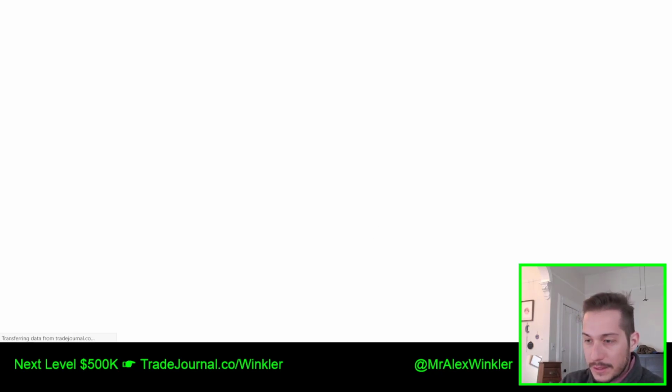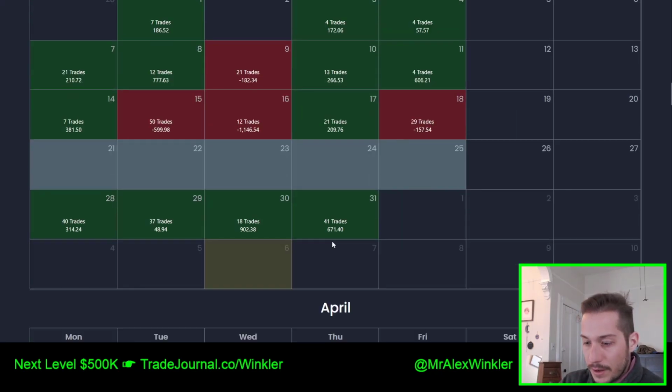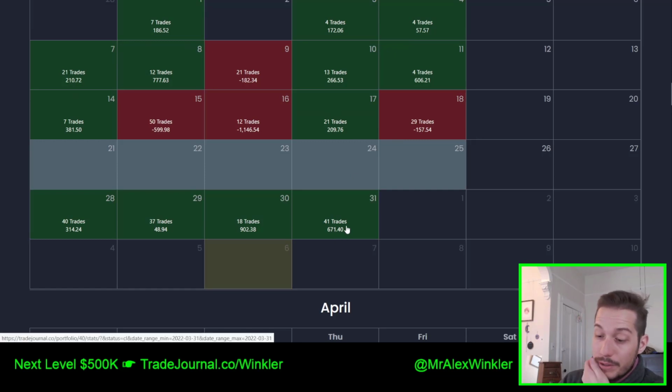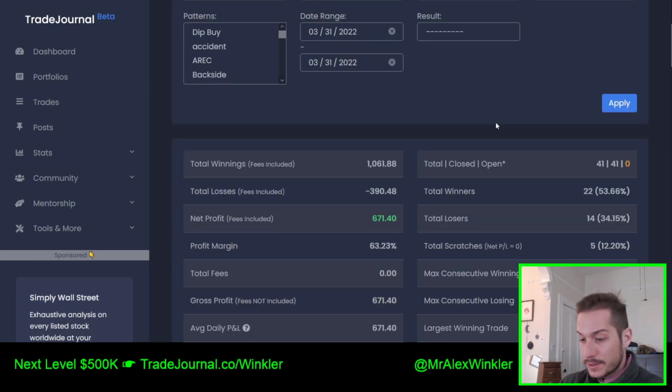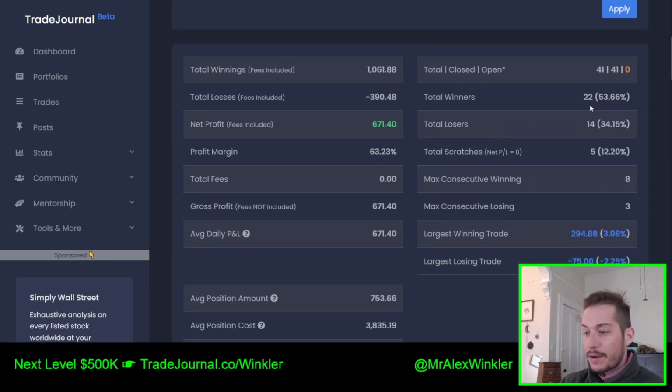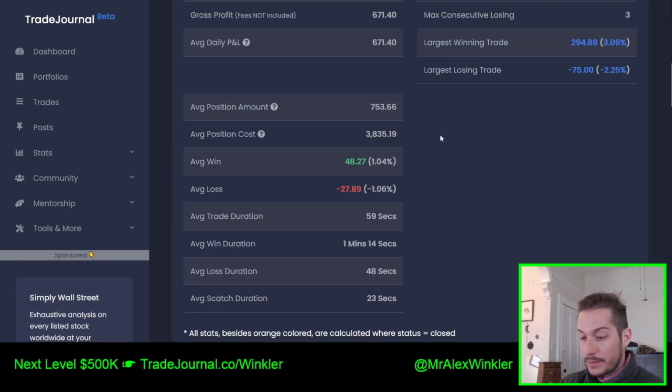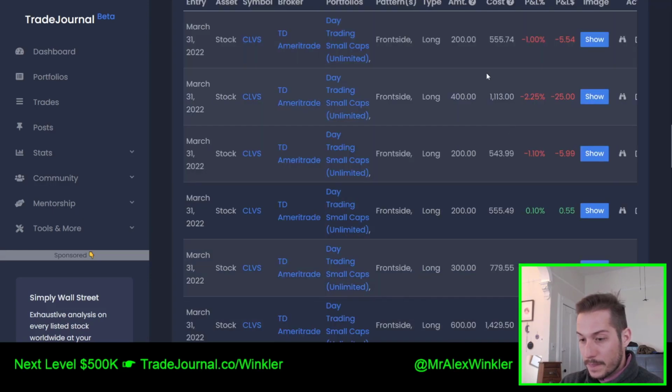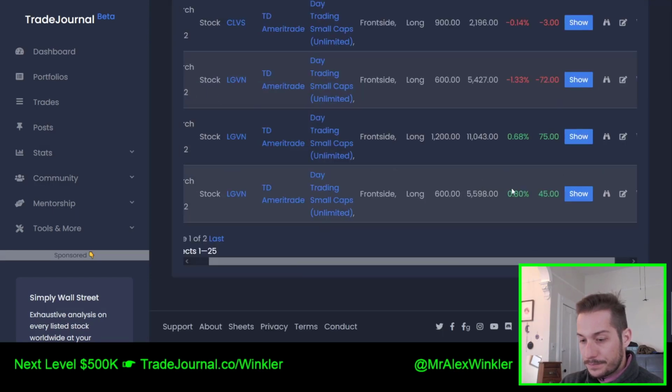And then let's see. The last day here, Thursday. Only $471 profit and 40 plus trades. That's a lot of trades. So let's see what happened here. My accuracy was a lot lower today, so it looks like I was a little bit more sporadic, a little all over the place.